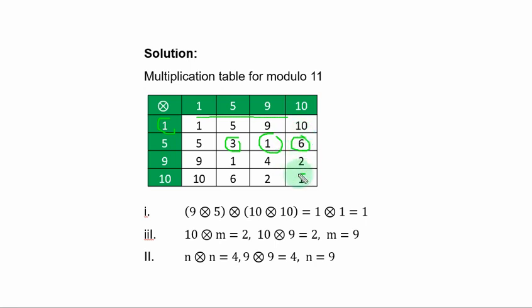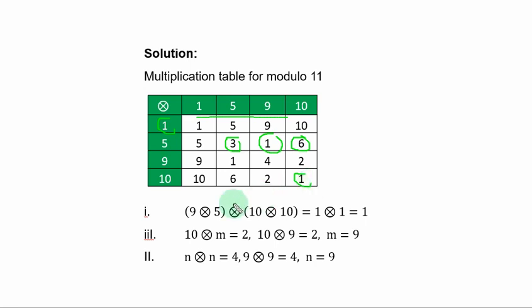Let's check the last one. 10 times 10 is 100. Divide by 11, you have 9 remainder 1. You record 1, the remainder. It is as simple as that.